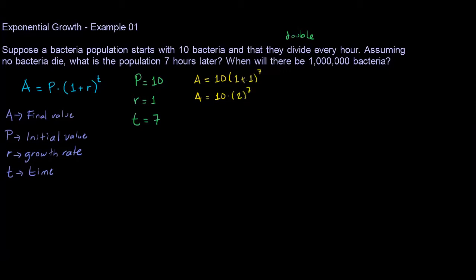We can solve this out using our calculators. A is equal to, let's see, we got here 1,280 bacteria. That would be the population 7 hours later. And that would be the answer for the first question.